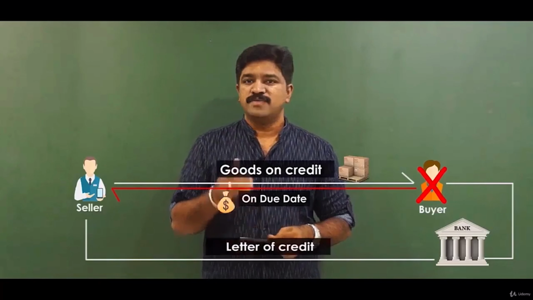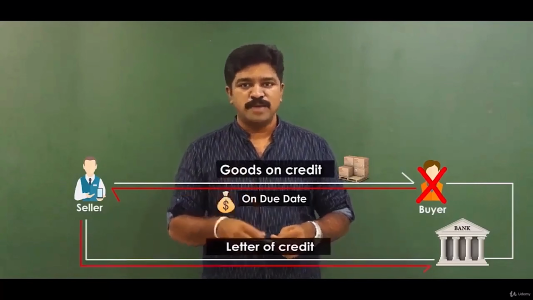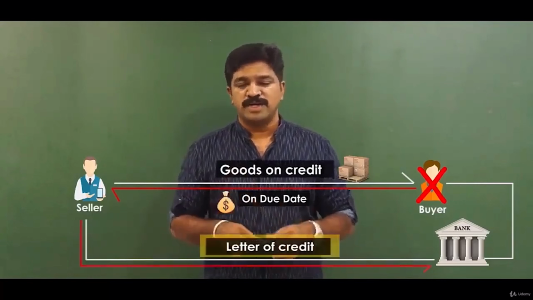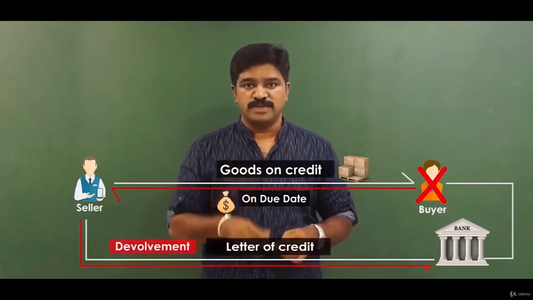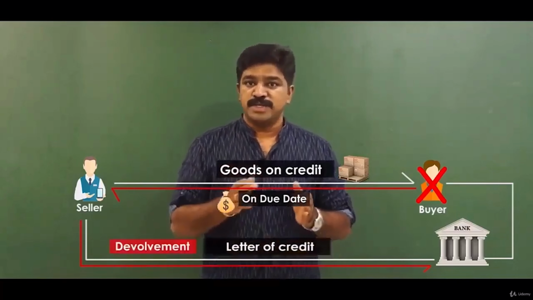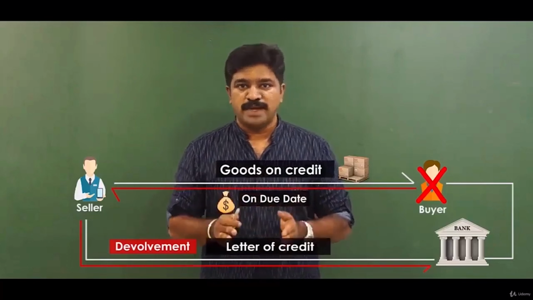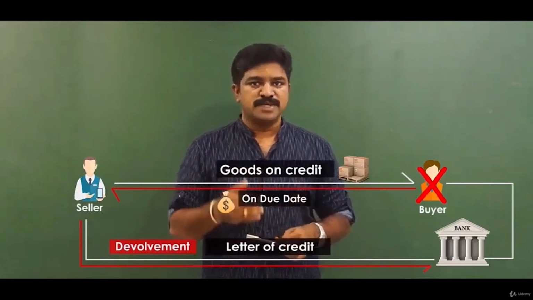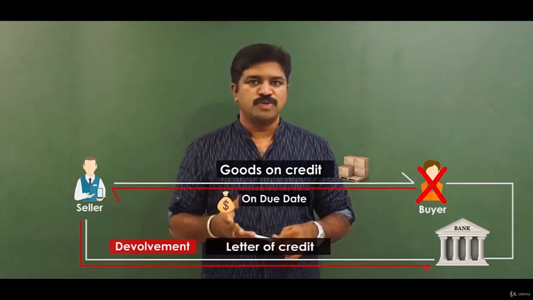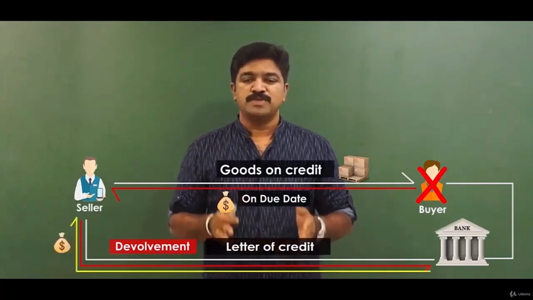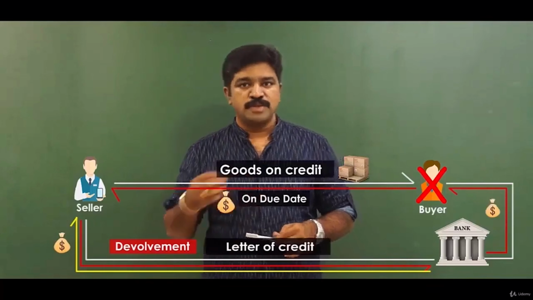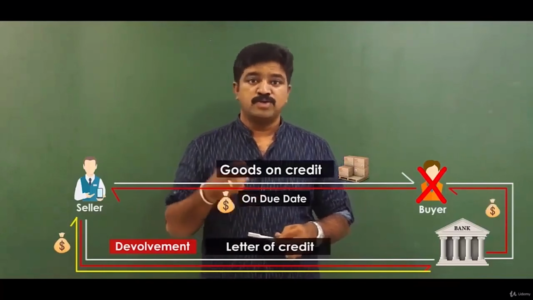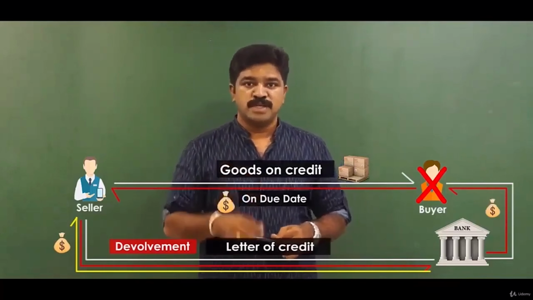Simple. Seller will ask the bank which has issued the letter of credit to make payment, and this scenario will be called devolvement of LC. If all conditions stipulated in the letter of credit are complied with by the seller, then the bank which had issued the LC has no room to escape. They have to make payment to the seller. Of course, eventually they can collect it from the buyer, but they have got to meet the payment to the seller.